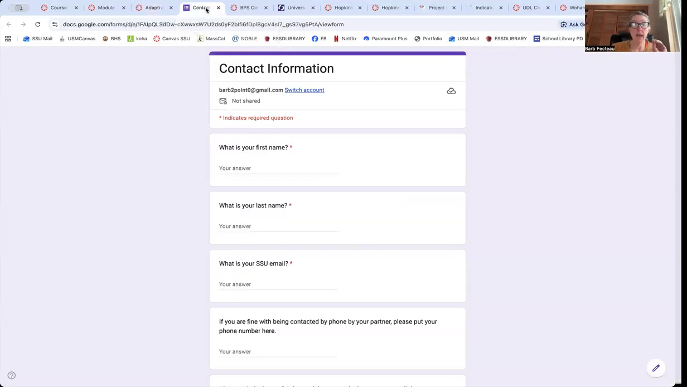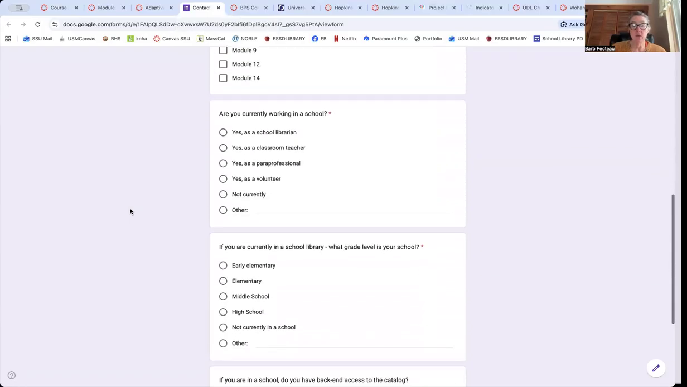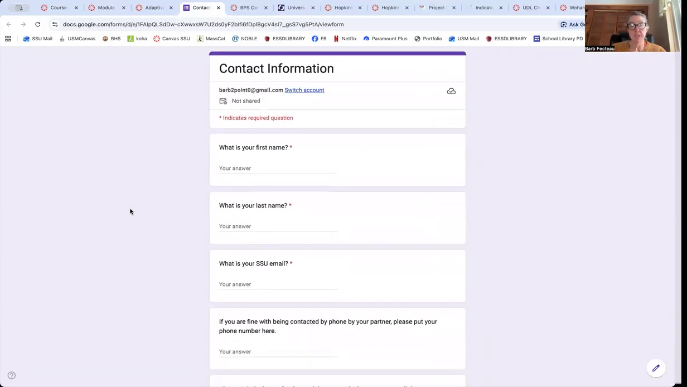Oh, I have a contact info sheet. This is going to help me out at the end of the semester. At the end of the class, you're going to have to partner with somebody for when we're looking at online public access catalogs, and I'm going to set you up with someone for that, because I need to put people who aren't in schools with someone who has access to an OPAC that they can show the other person.